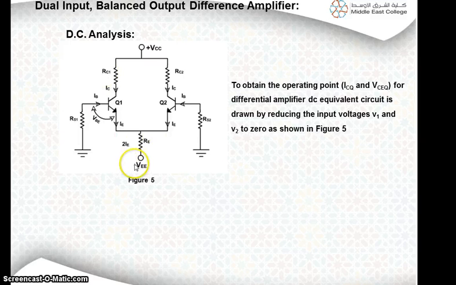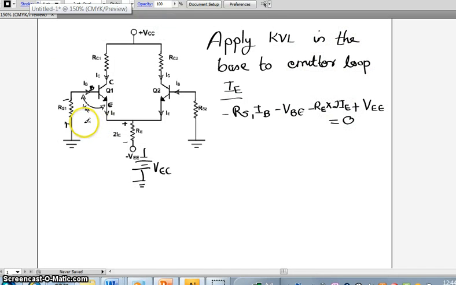For getting IE, we need to consider only this loop, because you have to apply KVL over the base to emitter loop here, and you should get the value of IE from there. Also, for getting the value of the output, you need to apply KVL in this path. So you will get the value of V output. This is the KVL when I am applying over here in this loop.